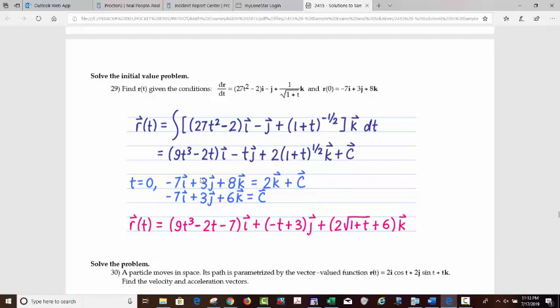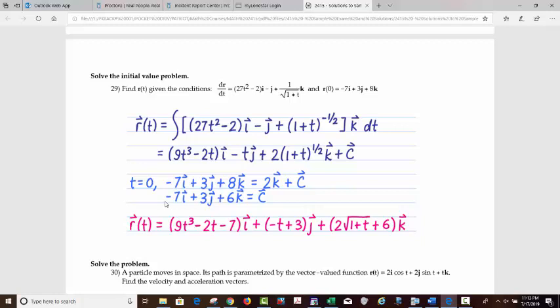So now we have negative 7i plus 3j plus 8k equals 2k plus c, and therefore we can make the c be what we need it to be. There's only one component on the right side, so that's easy to move. You just subtract 2k on both sides, and then c must equal negative 7i plus 3j plus 6k.